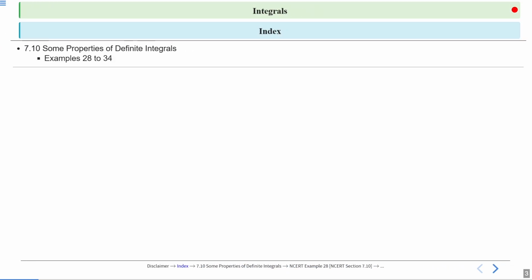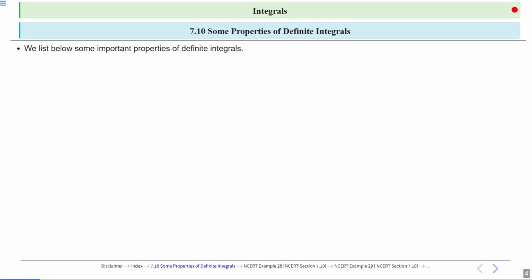We will go through each property one by one, understand its logic and see examples. I will also tell you where and why we use this property and how it is useful to calculate the value of definite integral. Okay. So we'll list below some important properties of definite integral, and these are useful for evaluating the value of definite integral more easily. We can directly find the value of definite integral. We don't need to go through the long process. Okay.